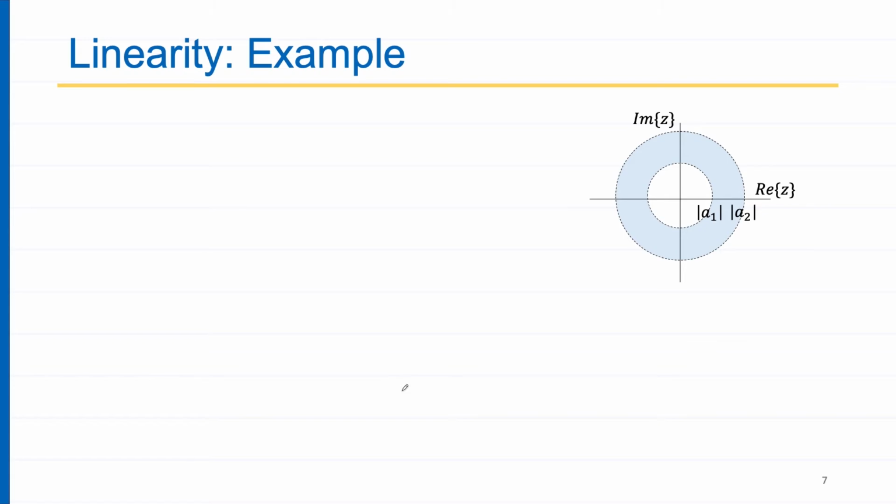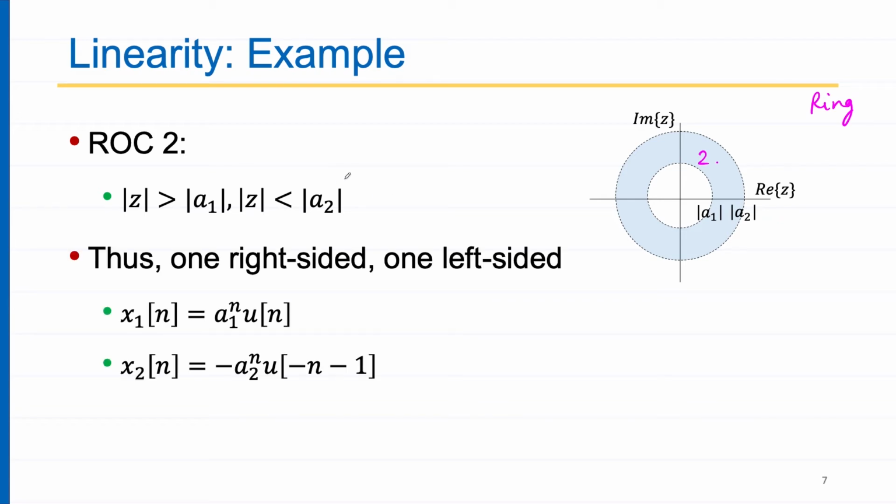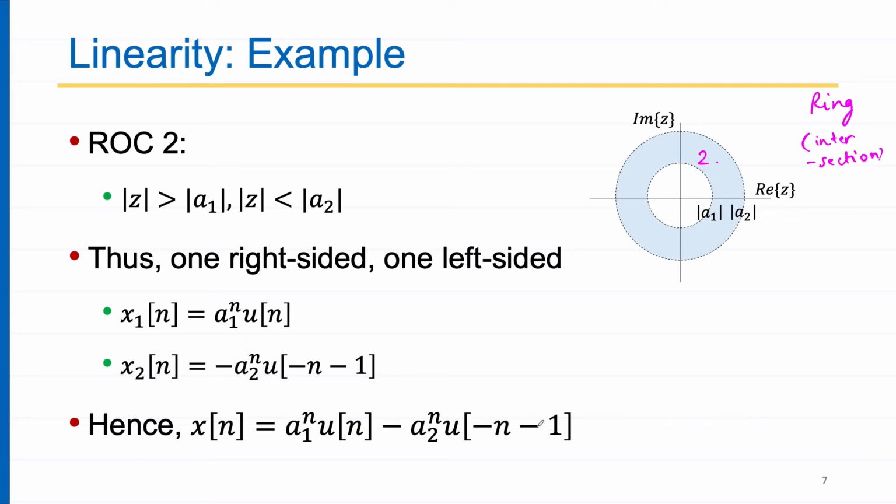Now consider the second case when my ROC is between these two concentric circles. Basically, it is a ring. Region number 2, this is a ring, which means mod z is greater than mod a1, and mod z is less than mod a2. If this is my region of convergence, then I know it is one right-sided and another left-sided sequence. Since it is outside a1, a1^n u[n] is the inverse Z transform, and since it is inside a2, it is minus a2^n u[-n-1]. So basically, the intersection of these two ROCs is given by this ring, right? And so combining these x1 and x2, I get my x[n] as the sum of x1 and x2, right?